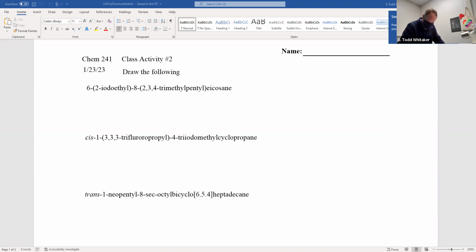Let's put that in a different color than blue. On carbon number 8, what should I draw? What's the group sticking off of 8? Is it a trimethyl group or a pentyl group sticking off of 8? And yes, sometimes halogens get mixed up a lot with me.